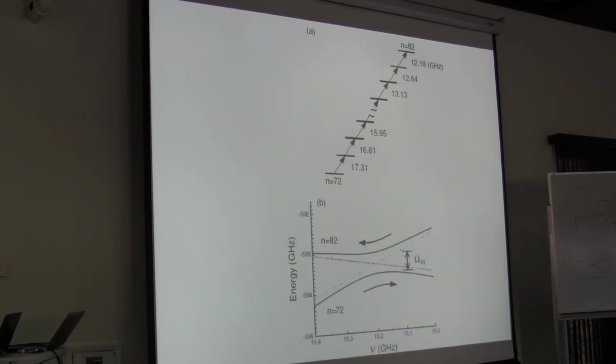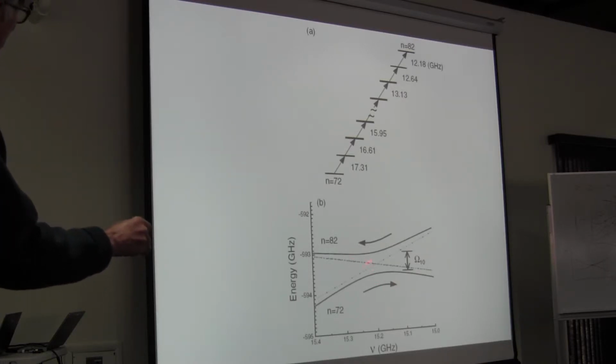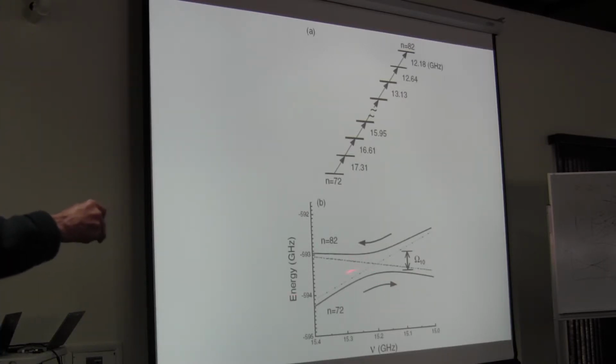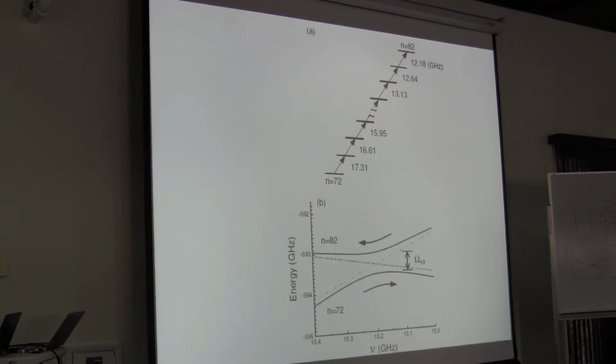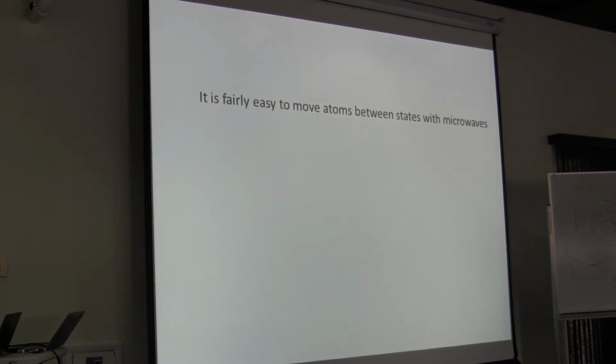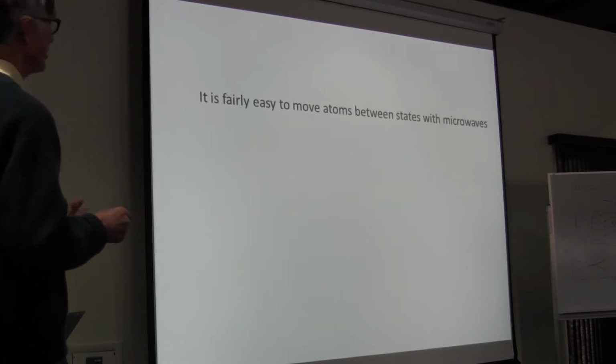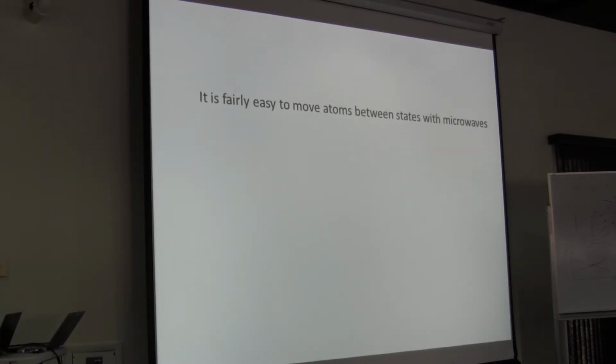Okay, so, of course, what we've done is go through this 10-photon avoided crossing once rather than through this whole string of 1-photon avoided crossings. Okay. So the point is, it's fairly easy to move atoms around by using these microwave manipulations.